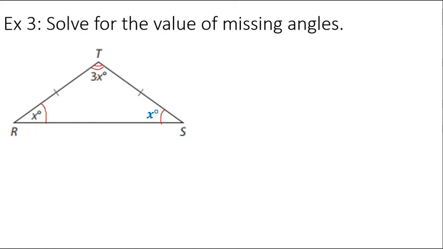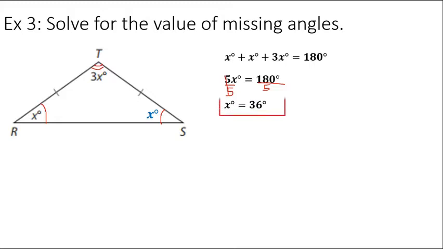Now the way we figure the values out here is, remember, all three angles add up to 180. So we have X, X, and 3X. X plus X plus 3X is 5X, so 5X equals 180. Next thing I do is divide by 5 on both sides. So what I end up getting here is X equals 36.